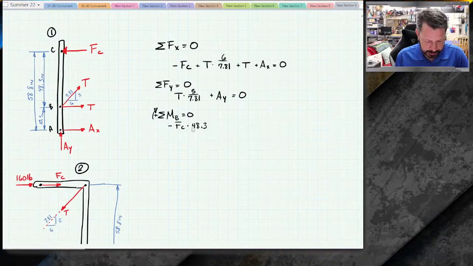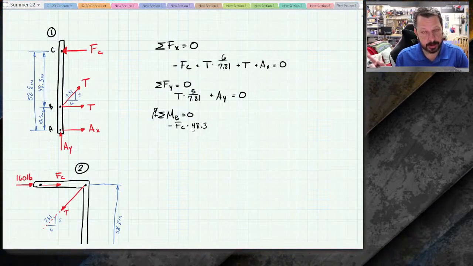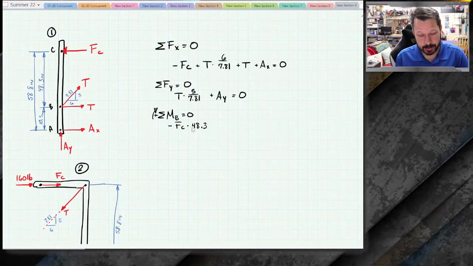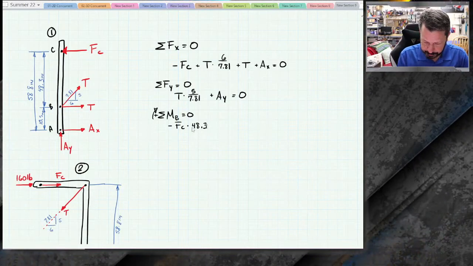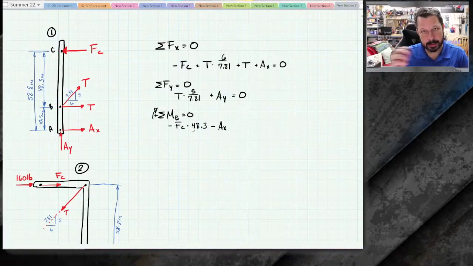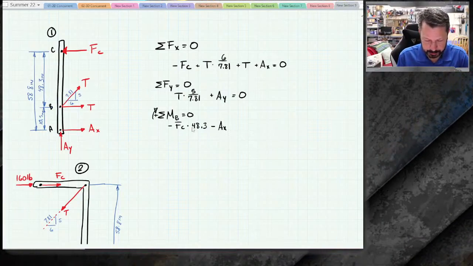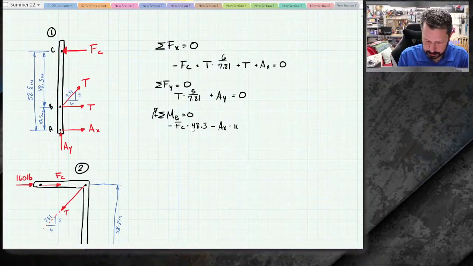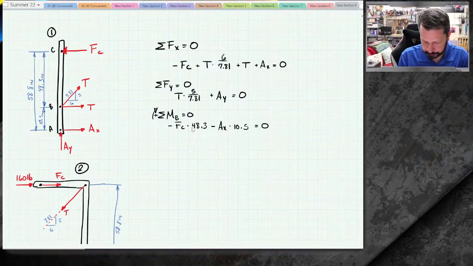T, the other T, and AY, their lines of action all go through point B and do not create moments about point B. So we're left with minus AX, minus because it's going counterclockwise, and I said clockwise was positive, times 10.5. Okay.